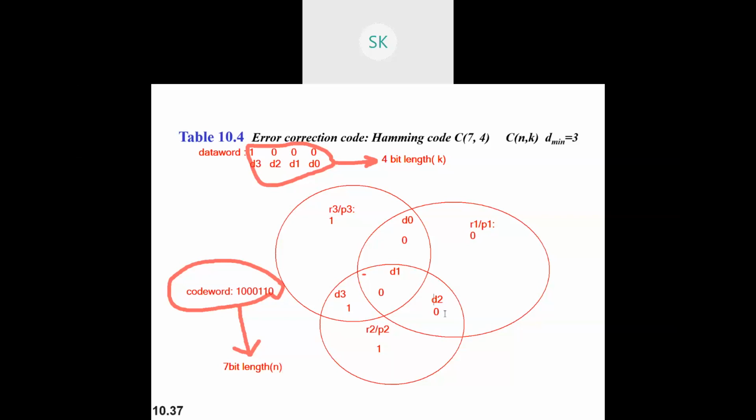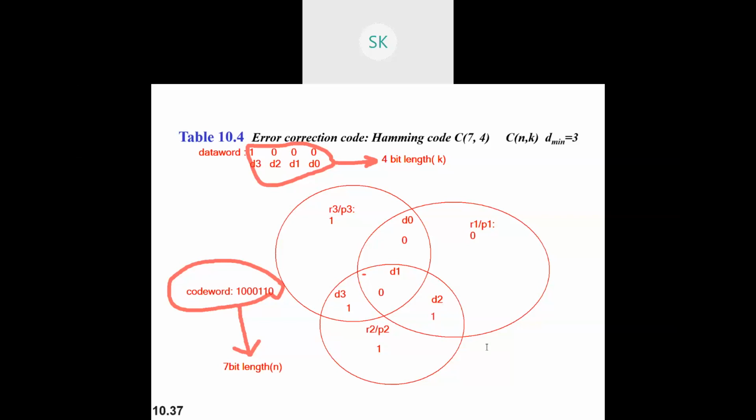Suppose I'll erase this particular value 0, that is D2 with respect to this. Now I'll add a new value for it, new value in the sense either 0 or 1. So previously it was 0, now it has been changed to 1.